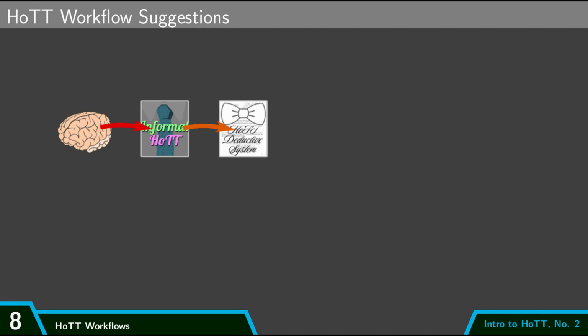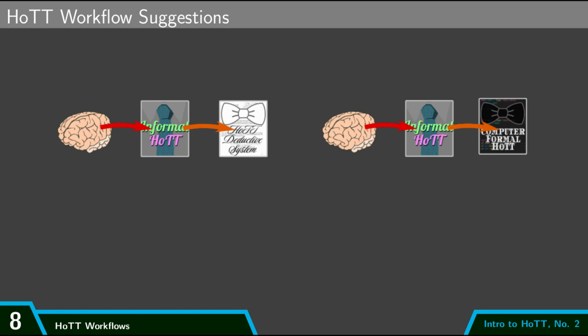The new school way of formalization, the one that HoTT really emphasizes, is you have an idea, you write it out informally so other people can read it and understand it, and then to make sure you got it perfectly correctly, you formalize it in a computer proof system like Agda.